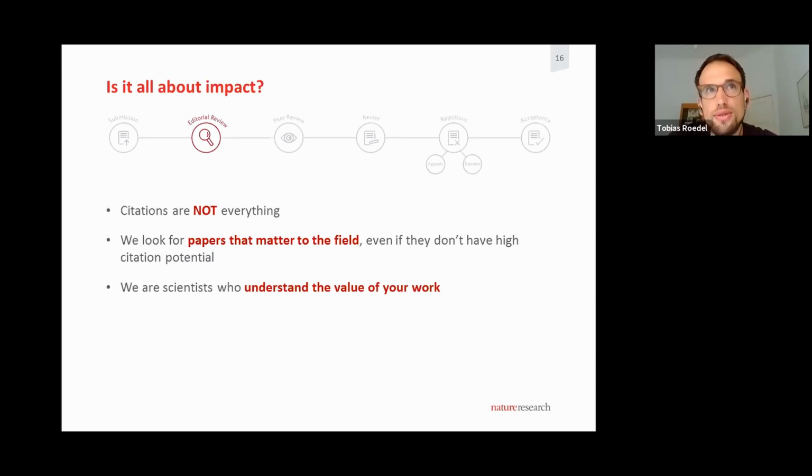So in the end, when I read a paper, I don't think, will this be cited a lot or not? Because in the end, we are scientists who understand the value of the work, and we have a passion for science. So if we have exciting results in a very small community, we know that the paper will not get cited a lot, but we still are very happy to publish the results.